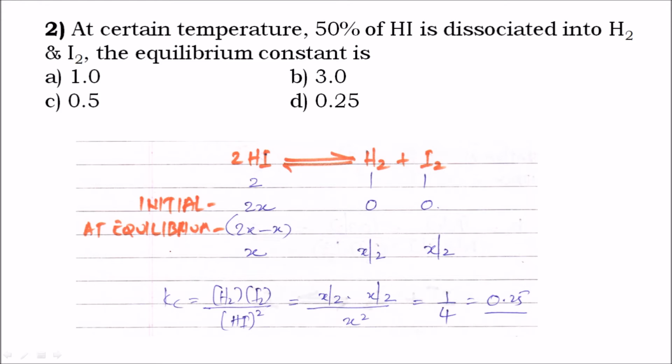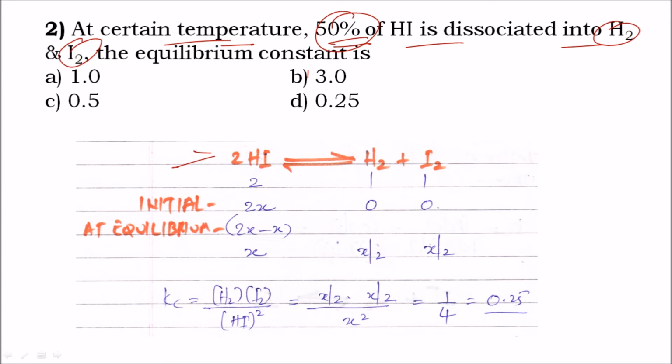Let's go for the second question now. The second question is: at a certain temperature, 50% of HI is dissociated into, we can take the products here, H2 and I2. So we need to find the equilibrium constant again. Just see the data given: they only said 50% of HI.